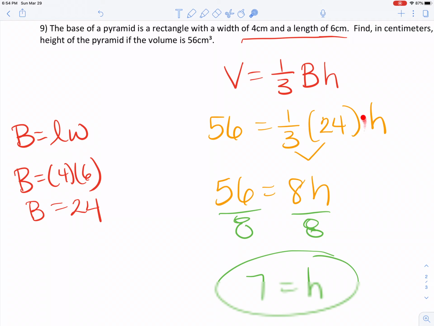When I multiply the two numbers, I could simplify the right-hand side to 8H. Divide both sides by 8. Your final answer is that 7 is the height.